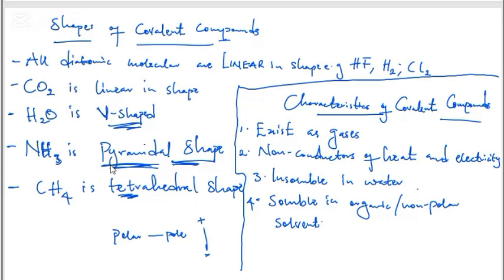Then we look at methane. Methane is tetrahedral in shape, and I told you that once you see 4, like the way we see when we look at coordinate covalent bond, you should be thinking of tetrahedral shape.